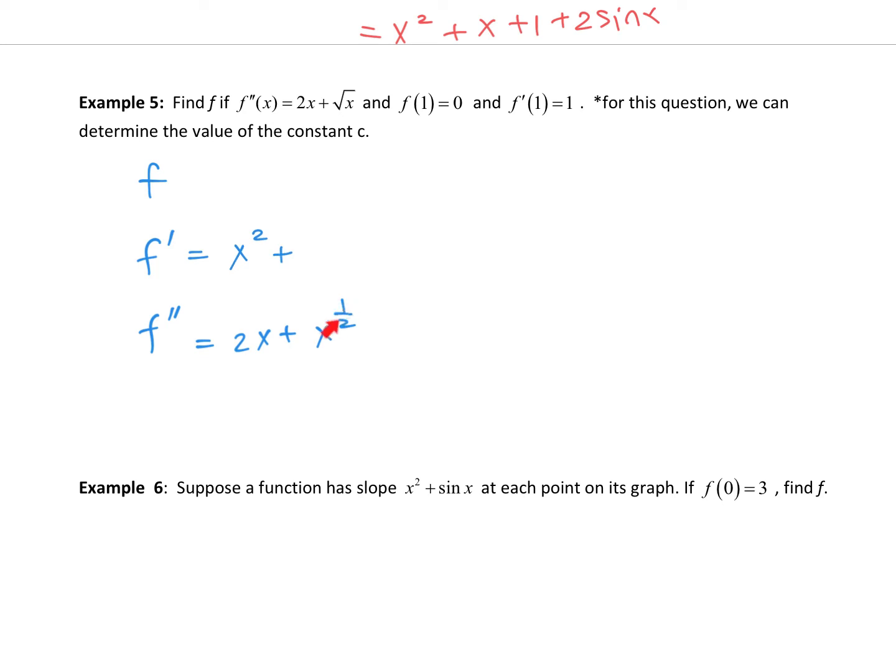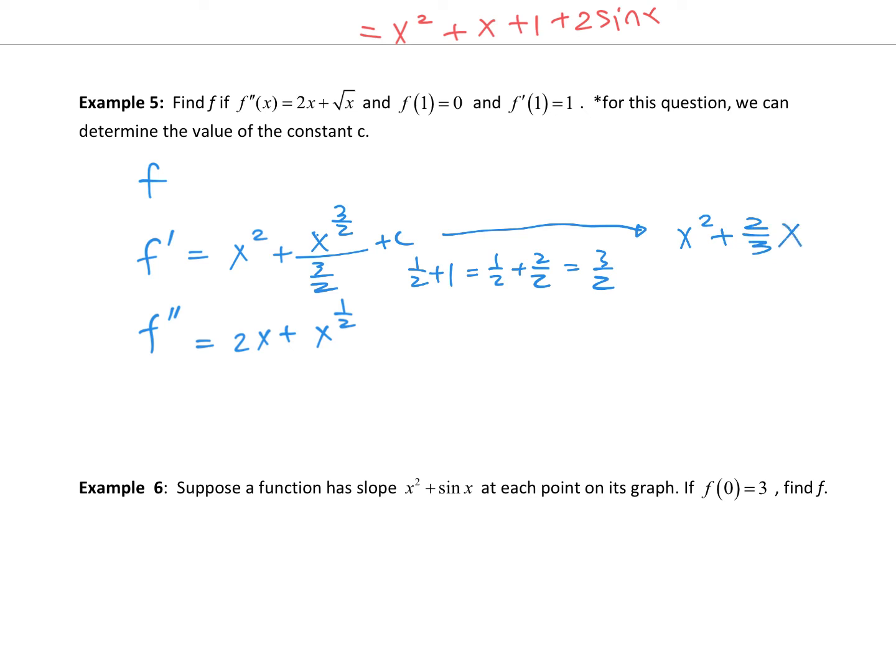Plus raise the power by 1, so 1/2 plus 1. So 1/2 plus 1 is 1/2 plus 2 over 2, which is 3 over 2. So x to the 3 over 2 power, divide by 3 over 2, right? And then plus a constant, c. Okay, I don't like the way it looks here, so I'm going to rewrite it. So x squared plus 2 over 3 x to the 3 over 2 power plus c. Why did I have to flip it? Because dividing by 3 over 2 is multiplying by 2 over 3. All right, so that's that.